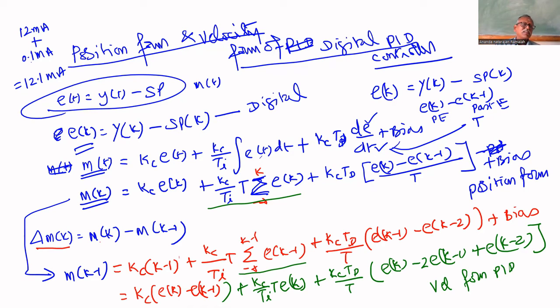What is the advantage? There is no integration; the summation is removed. That's why the integral windup problem will not be there. That is the advantage of the velocity form. Since integration is removed, you get delta M, and delta M has to be added to the previous controller output. That is how it is written in this program.